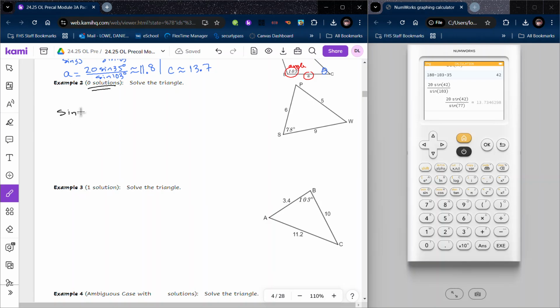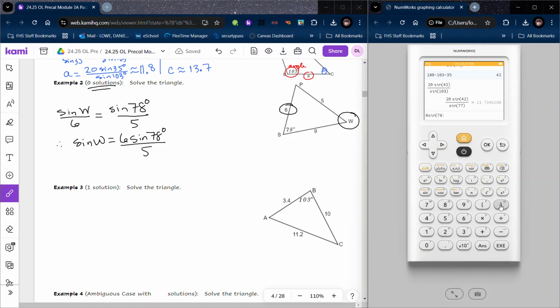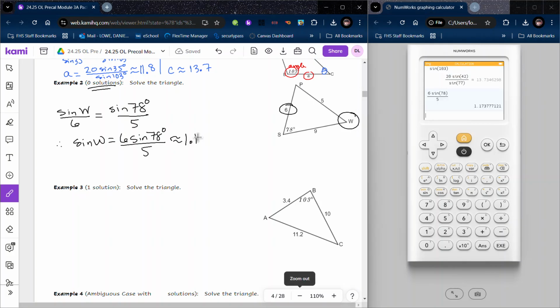Let's say that I have a possible solution. Well, I'm saying I've got the sine of W all over 6, right? So this angle with this side, the sine of W all over 6 has to be equal to the sine of 78 degrees all over 5, which would indicate that the sine of W has to be equal to 6 sine 78 degrees all over 5. If I go 6 times the sine of 78 degrees and divide it by 5, that's approximately 1.17. Therefore, I have no triangle possible.